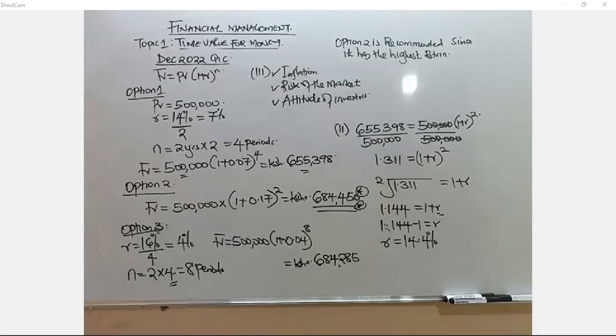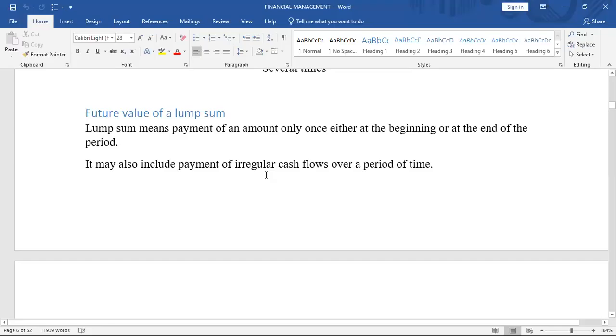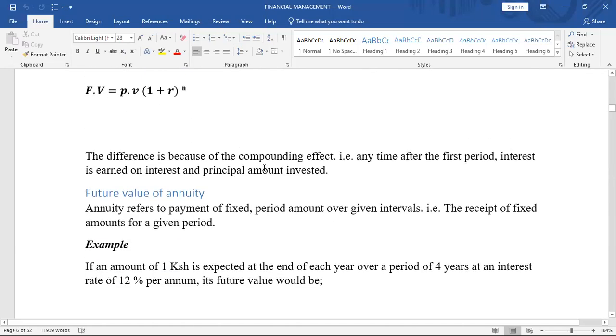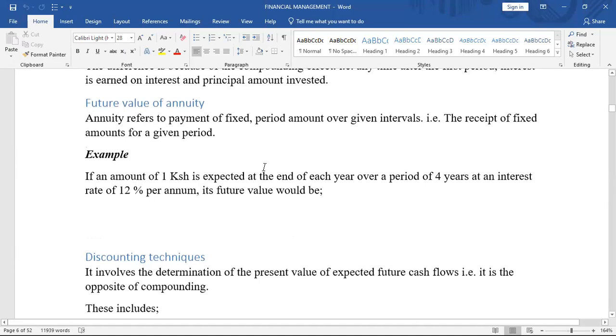Correct. So let me proceed. So we were looking at something different here. We were discussing the future value of a lump sum that we have done. So I just wanted to look at the future value of an annuity.